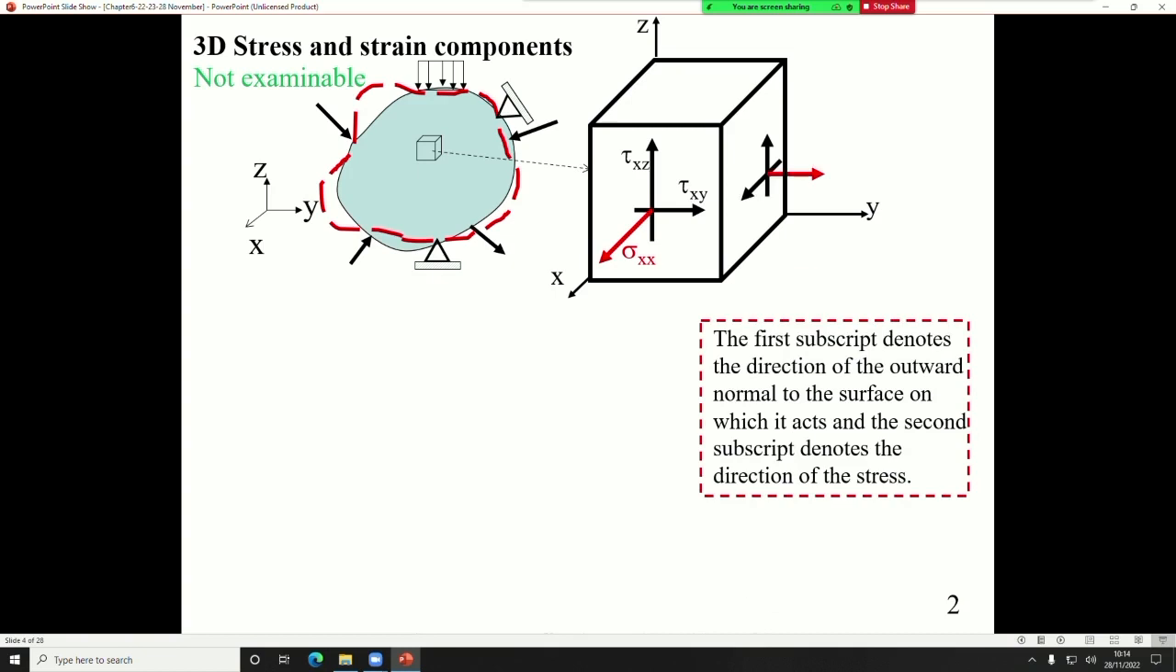Again, in this one, Y is normal, so we have two shear and one normal. In this case it's sigma YY, and then tau YZ and tau YX. And the same at the top. So at this point, within this loaded component, we have three normal stresses, sigma xx, sigma yy, and sigma zz. And we've got six shear stresses.